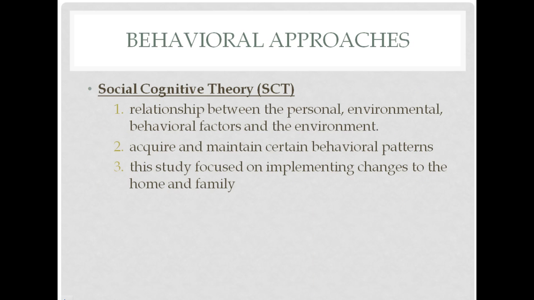This study looked at a few behavioral approaches. The first was the social cognitive theory, or SCT. This refers to the triadic reciprocal relationship between the personal, behavioral, and environmental factors. SCT explains how people acquire and maintain certain behavioral patterns while also providing the basis for intervention strategies. In this study's intervention, they focused on implementing changes to the home and family environment, as well as providing suggestions for parents to make personal and behavioral changes, which were outlined more in the article.